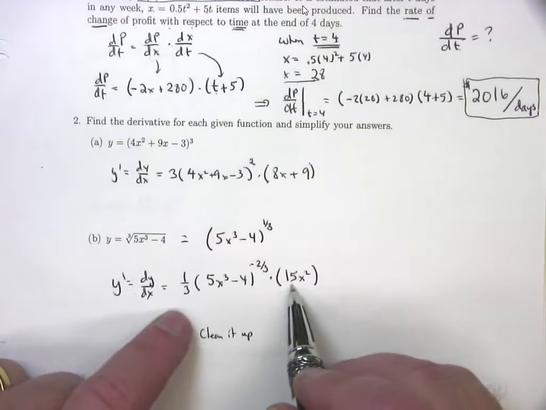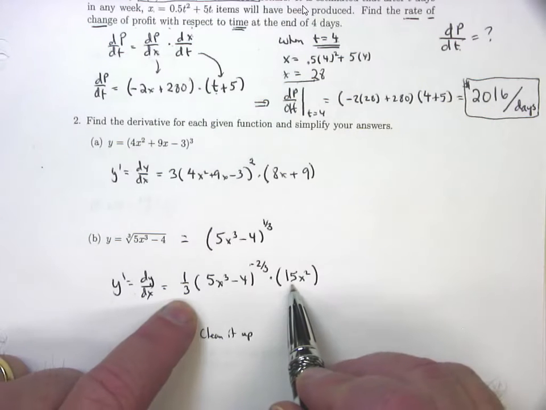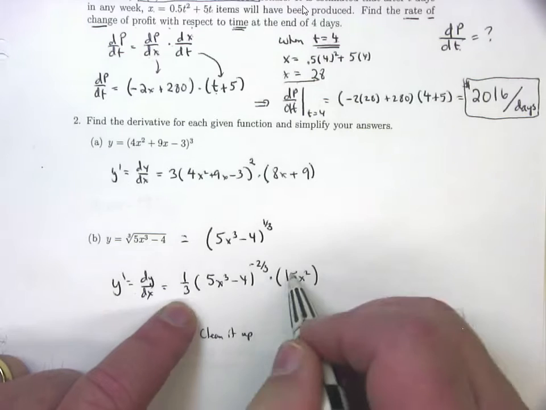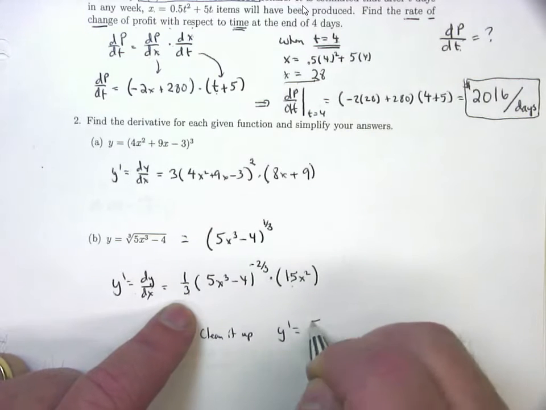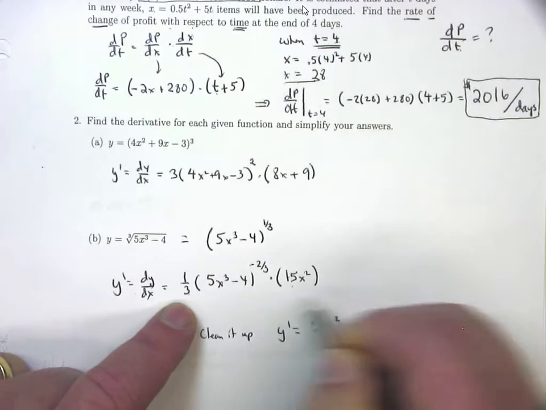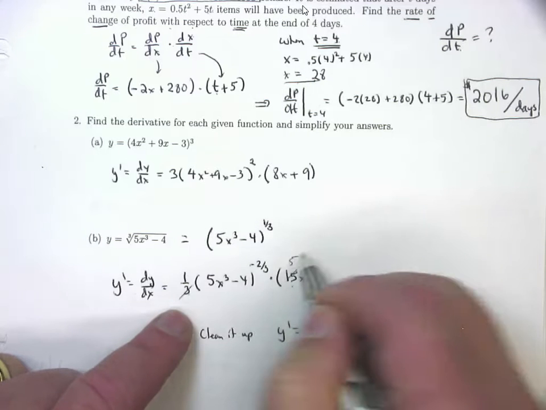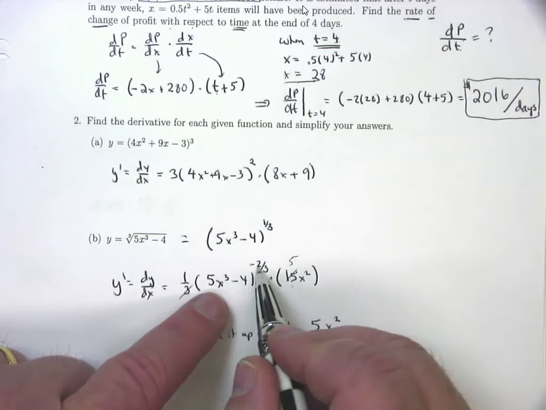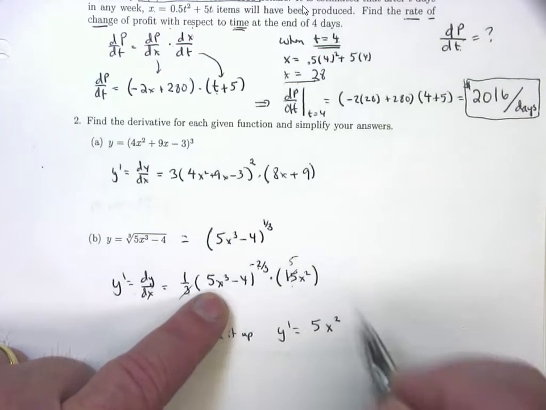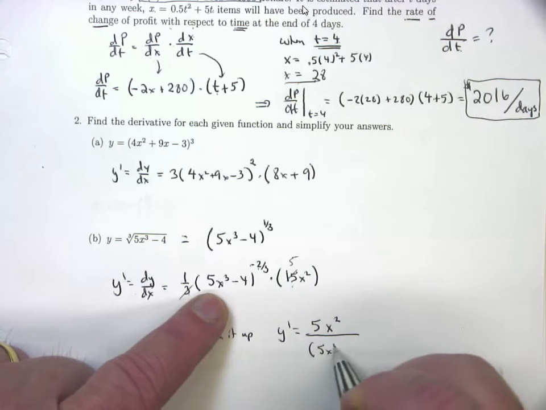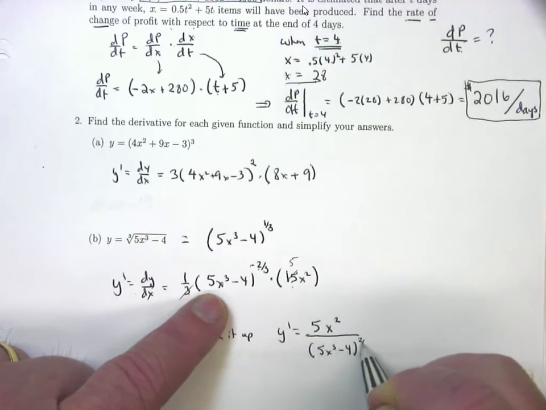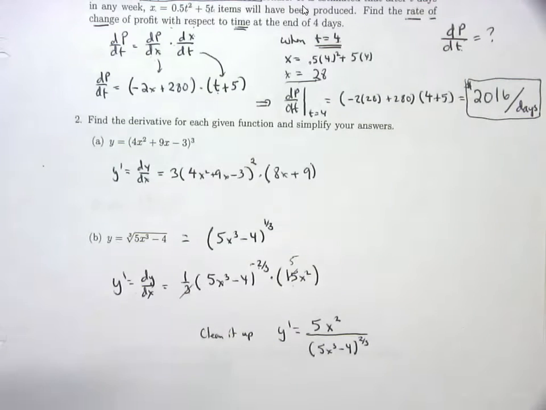Put my constants together. What's 1/3 of 15? 5. 15 divided by 3 is 5. So y prime would be equal to 5x squared, pretty much canceling that part there. And then the negative exponent takes the whole function and goes where? On the bottom. And you get 5x cubed minus 4, and you raise them to the positive 2/3 power. That's what it would look like if you cleaned it up.